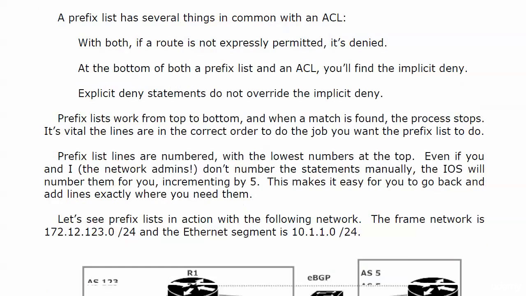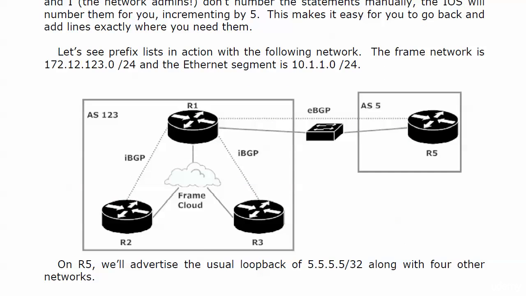And here is this lab, by the way. We've got router 5 over there all by itself, and it's communicating with router 1, I should say, over the 10.1.1.0/24 network. And routers 1, 2, and 3, just as in the Route Reflector Lab, are in AS 123. Router 1 is the peer, and routers 2 and 3 have internal peerings with router 1, but not with each other. On router 5, I already have 5 networks advertised. I have the usual loopback, all 5s/32, and I have 4 other networks, so let me go ahead and bring that up.